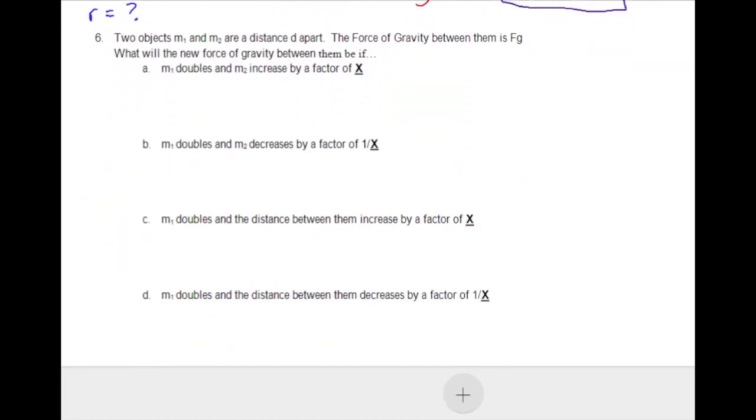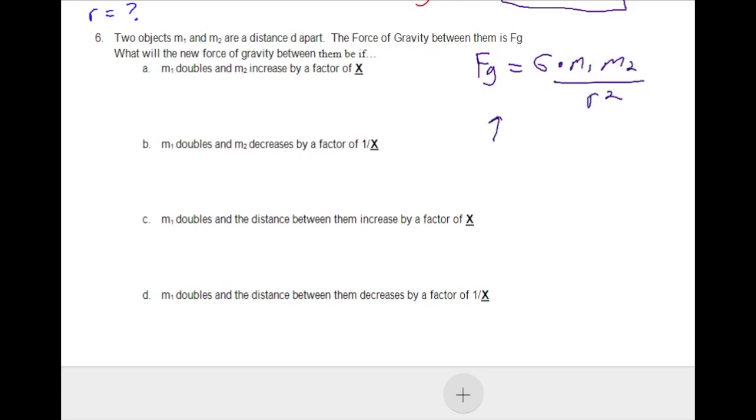All right, number 6. Two objects m1 and m2 are a distance d apart. The force of gravity between them is Fg. What will the new force of gravity be between them if blank? So these questions are about manipulation. And we need to take our equation and look at it really quickly to see how changing one of these variables is going to impact our force of gravity.